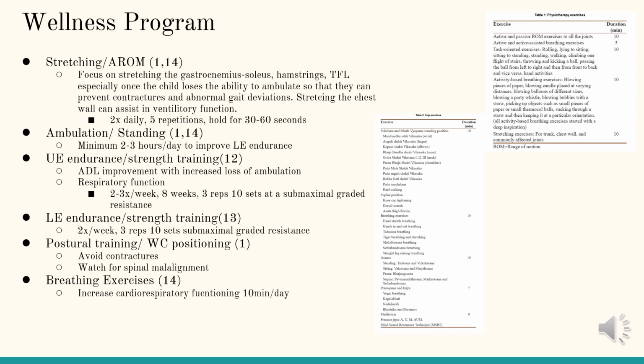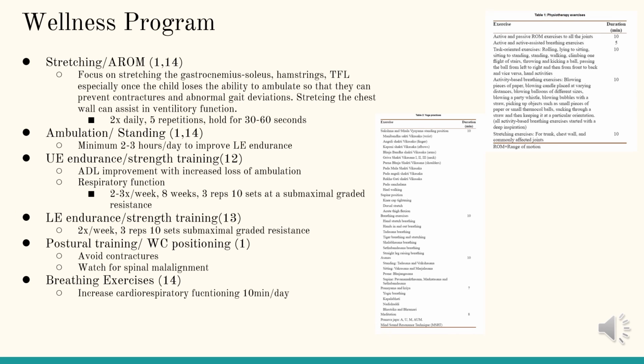In Duchenne's muscular dystrophy, the phrase "use it or lose it" is often used. This is evident in the patient's ability to ambulate. Ambulation is often lost at an early age in this population, but it's important to practice standing and ambulating as much as possible. It is recommended to ambulate a minimum of 2 to 3 hours per day in this population to increase lower extremity endurance.